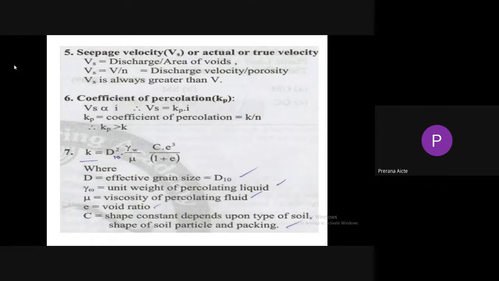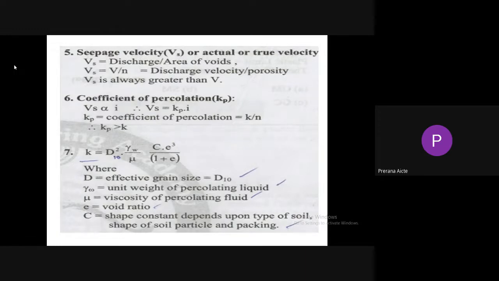Hazen-Poiseuille's equation for the coefficient of permeability is K = D² γw / μ × C × e³ / (1 + e). D is the effective grain size D10, γw is the unit weight of the percolating liquid, μ is the viscosity of the percolating fluid, e is the void ratio, and C is the shape constant, which depends upon the type of soil, shape of soil particles and packing.